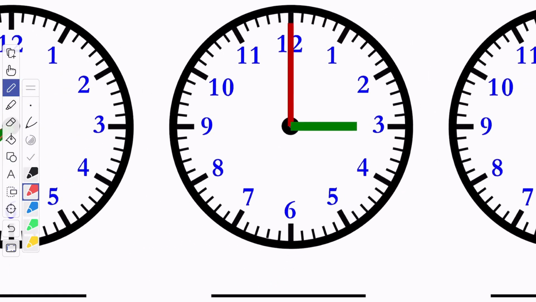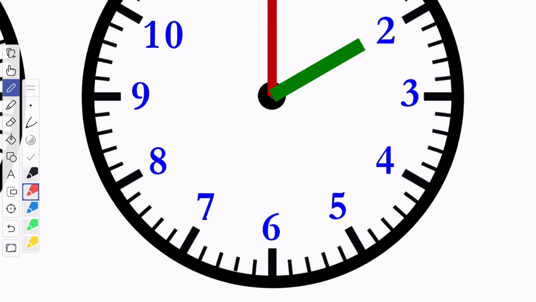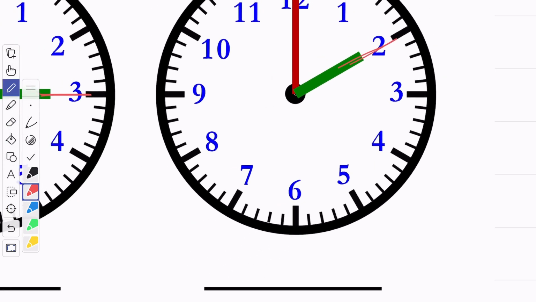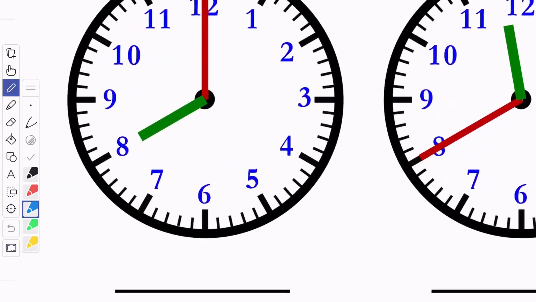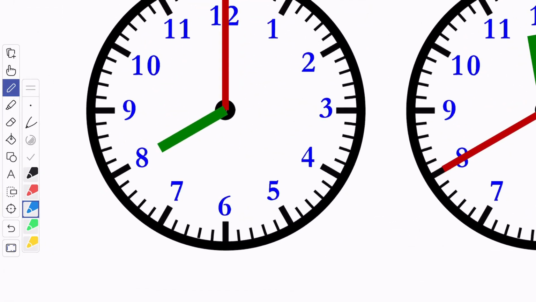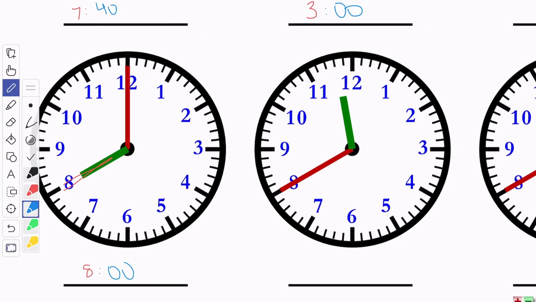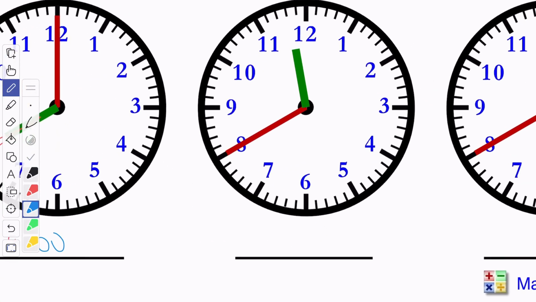For this one, we're at 3, and the minute hand is at 12, so it's 3 o'clock. We are at 2, and our minute hand is at 12, so it's 2 o'clock. For this one, we're at 8, and the minute hand is at 12, so it's 8 o'clock. Anytime it's at 12, it just means that it's a simple number with no minutes.